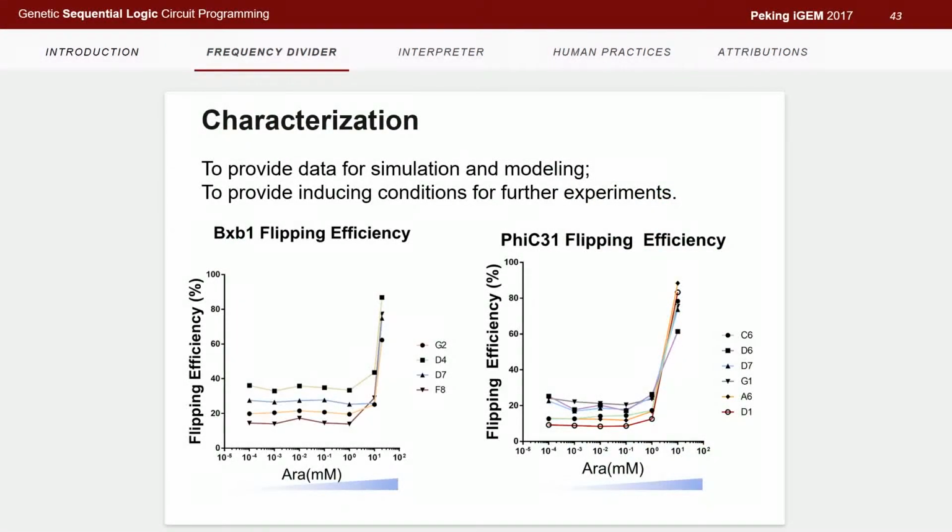We also did characterization of recombinases and plotted flipping efficiency over inducer concentration. This will provide data for parameter estimation in modeling, and also suggests the inducer concentration for further experiments.